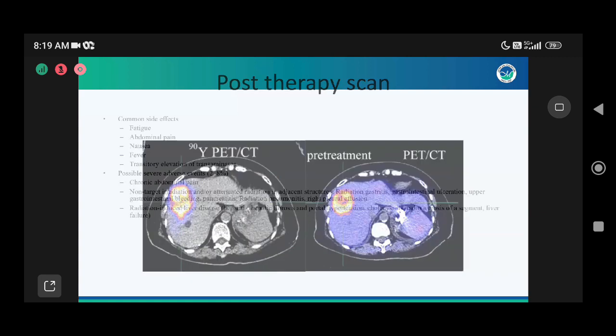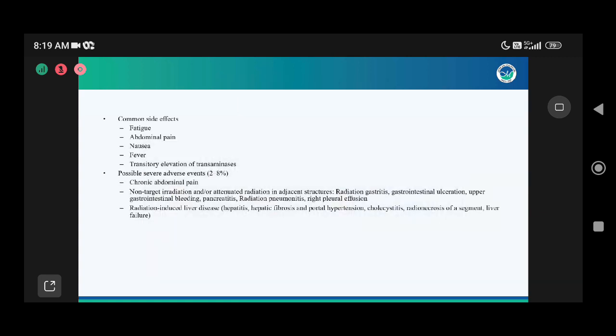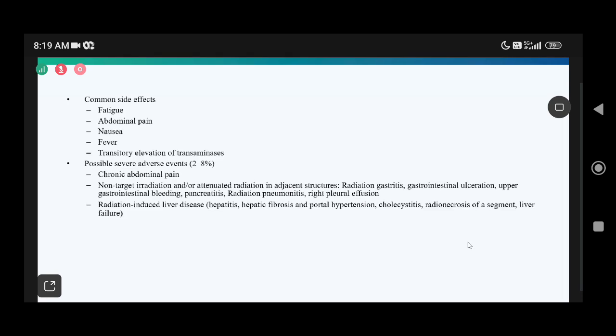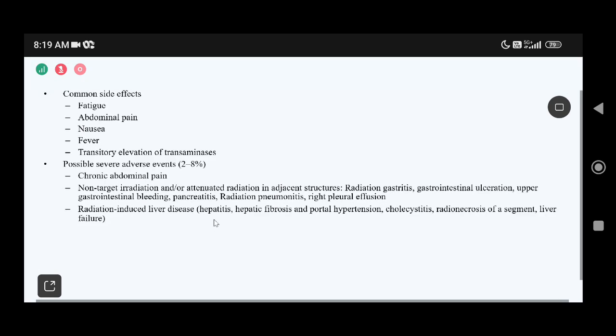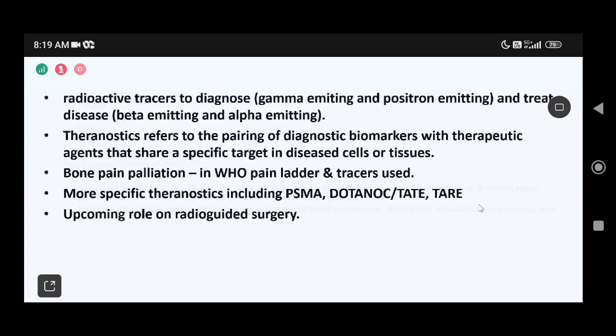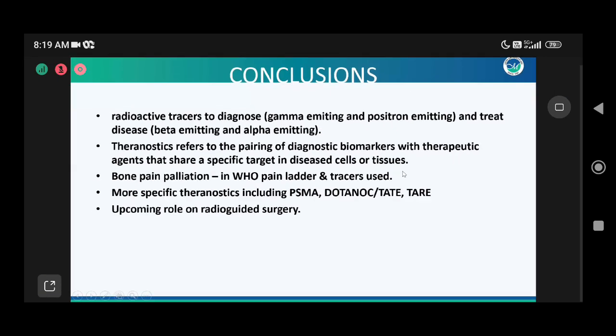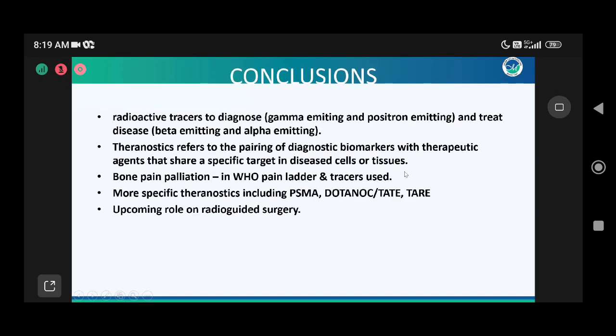The most common side effects are fatigue, abdominal pain, nausea, fever, and transient increase in transaminases. Other severe side effects are chronic abdominal pain or radiation-induced liver disease, in which hepatitis and decompensation can occur, and radiation necrosis of segment and rupture can also occur, which leads to liver pain. Coming to conclusions, radioactive tracers help in diagnosis as well as treatment of diseases.